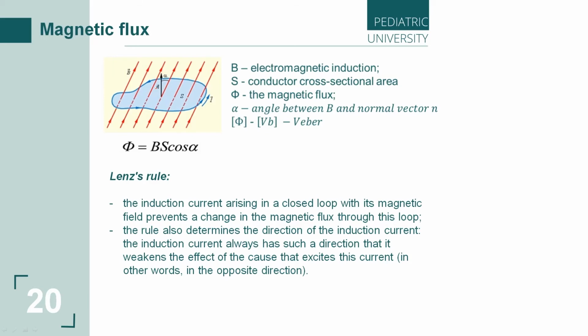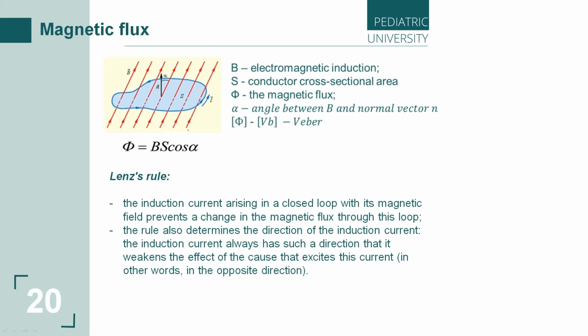Don't forget. From the example, you and I realized that an induction current arises in a closed loop. But how do we know which direction it is? Why is this direction? Maybe this direction. How can we recognize it? How can we detect it? To do this, we will use Lenz's rule.